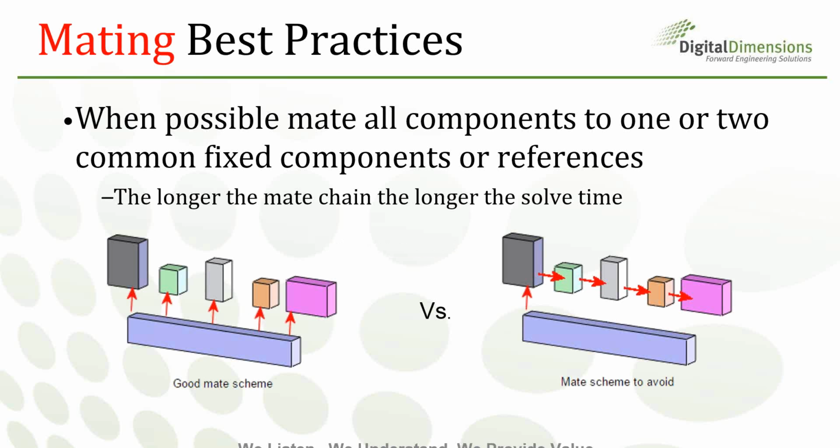You want to avoid that, because the longer the mate chain, the longer your solve time is going to be. Whenever you rebuild your assemblies, it's going to take a lot longer to rebuild them, having to solve all those individual mates that are chained together. Also avoid circular mates. Same principle, circular mates and chain mates. So follow that good mate scheme there on the left, and you should be okay. If you guys have that set up as a best practice and everyone uses it, you'll definitely help out when opening and rebuilding those large assemblies, which we're going to talk about in the next section here.